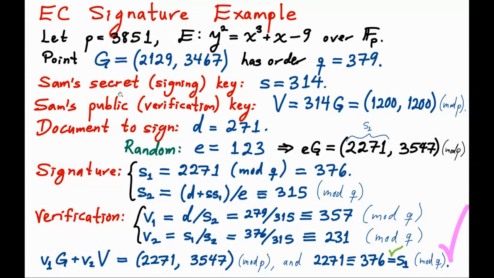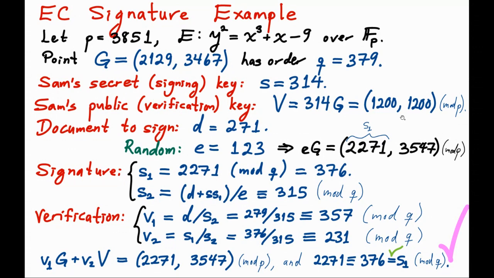So I'm going to choose my favorite signing key for Samantha, which is 314, correct? This is 314 modulo Q, really, so it's less than 379. And the verification key is obtained by multiplying 314 by G. When you do that modulo P, you get 1200 modulo P.